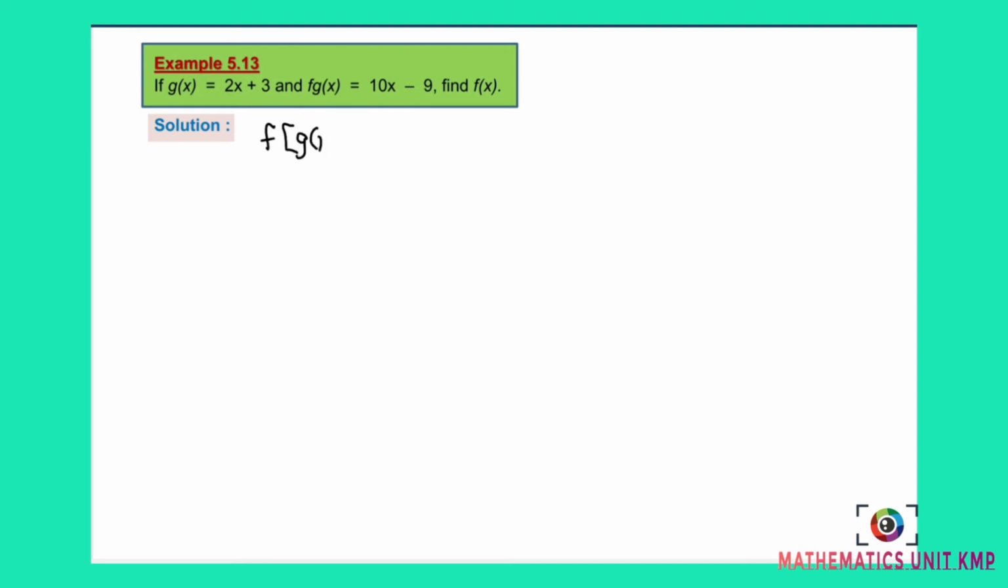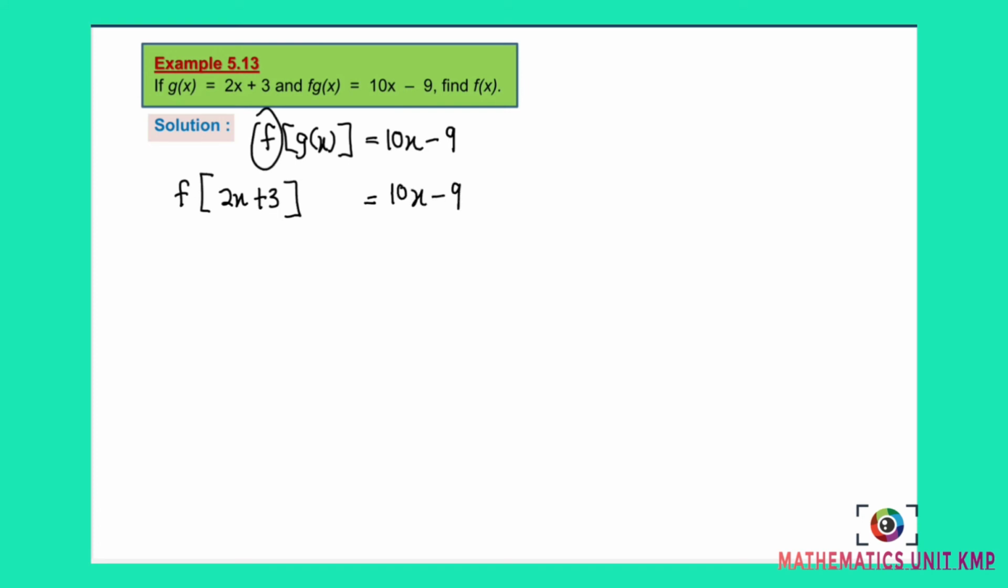Apa maksud saya? fg(x) sama dengan 10x tolak 9. Sebelum ni you belajar yang dalam ini kan, sekarang you kena cari yang luar ini. Okay, bila dia berbeza apa yang you cari, method dia pun akan berbeza. But you, untuk kes macam ini, how do you do? Okay, first sekali, disebabkan g(x) adalah 2x plus 3, subkan dulu.